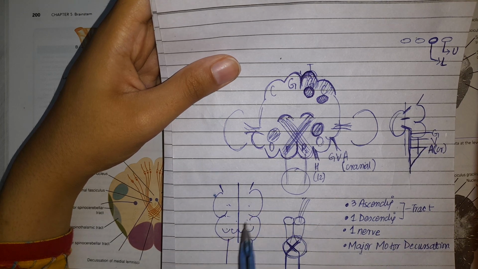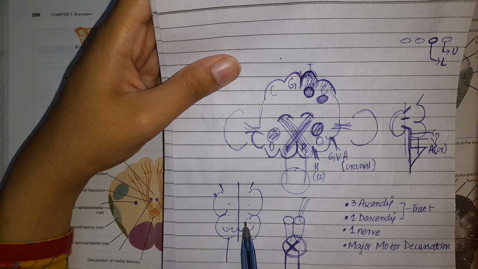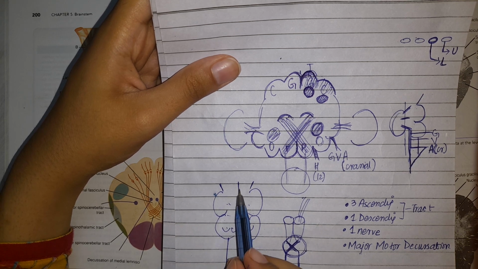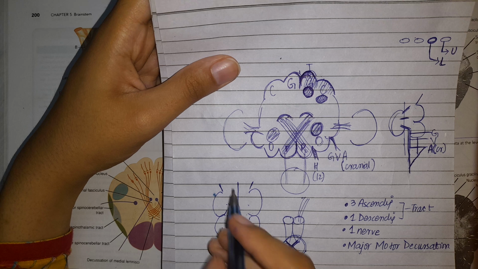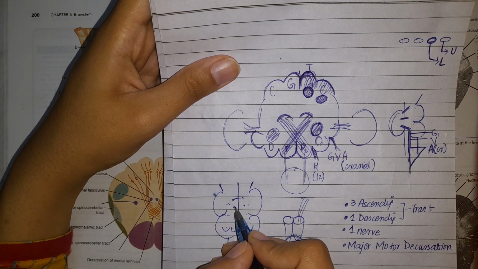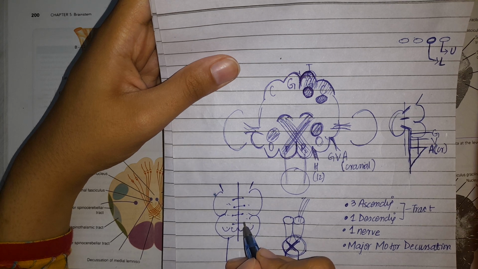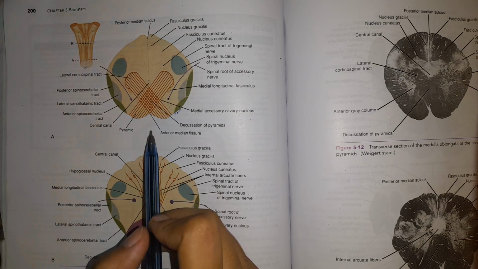Because they are two, this portion is mimicking this side, right and left side, they are mirror images of each other. So what is the connection which is going to connect the two sides? It is actually the median longitudinal fasciculus. They are present throughout the brainstem, especially in the medulla. They are called median longitudinal fasciculus.